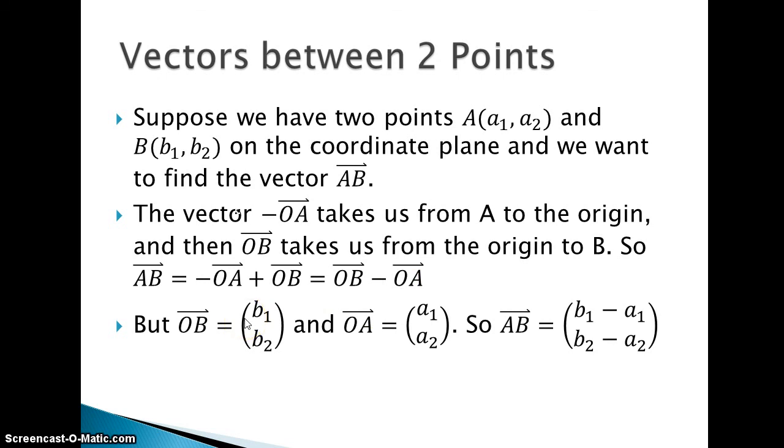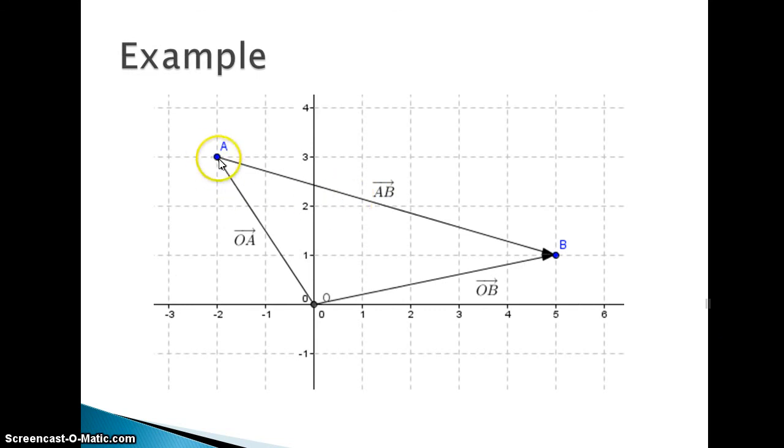But wait a minute, we know what the components of OB and OA are, because going from the origin to B, the components of that vector are just the coordinates of B. So I can write vector OB as B1, B2, and vector OA as A1, A2, and therefore vector AB is just B1 minus A1, B2 minus A2. Pretty easy. Let's look at this diagram. This makes it clear. So here's my point A, here's my point B. So to get from A to B, I'm going along the negative vector OA, and then I'm traveling along vector OB. So that lets me start at A and end at B. So that explains the rule.